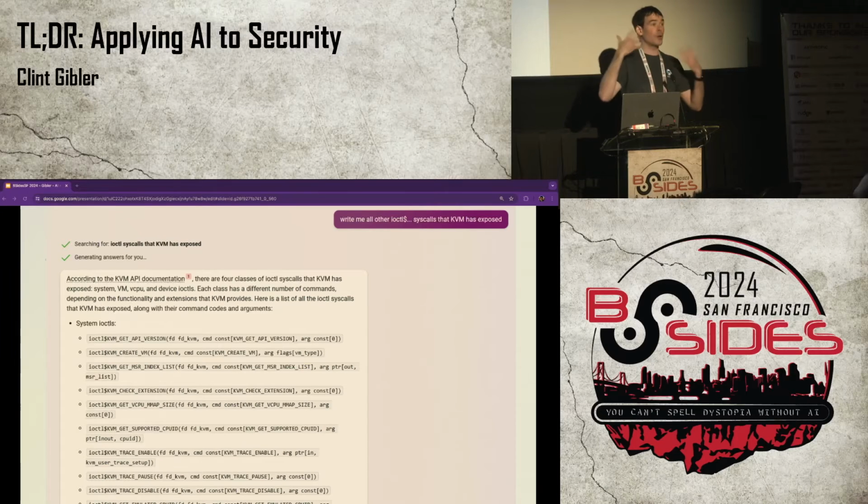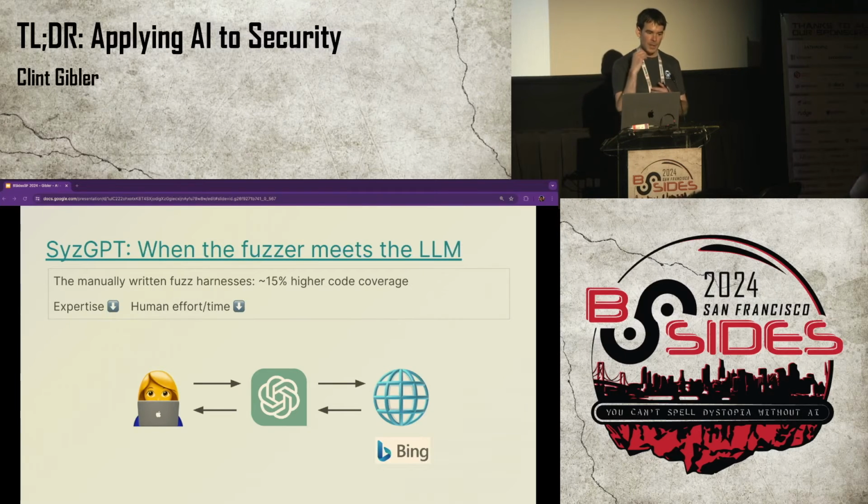What are all the ioctl syscalls that KVM has exposed? And then it actually does an internet search to look at the docs, and comes back and returns a more detailed response for you. The author found that the test harnesses they had written manually had higher code coverage, but the point is that this workflow requires much less expertise and much less human time and effort. Overall, I just think this back and forth flow, rather than a unidirectional one, is interesting. You're collaborating with the LLM, and as needed, it reaches out to the internet to read the docs or gather other information that makes its responses better for you.